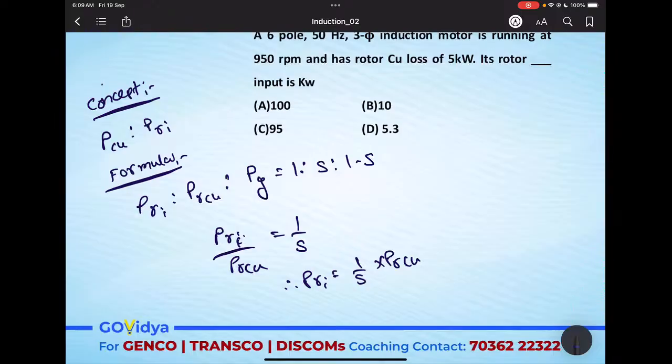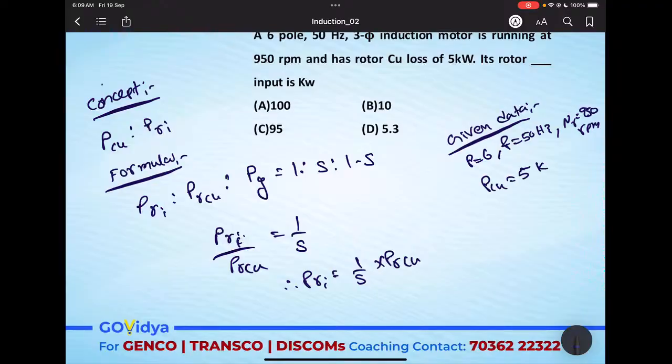So in the given data, if you observe, what is the given data? Poles, 6 poles given, frequency 50 Hz given, speed Nr is 950 rpm, copper losses are given as 5 kilowatt. For calculating this rotor input, we need slip. For calculating slip, what is the formula? Slip is equal to (Ns minus Nr) by Ns. So we need to calculate Ns first.